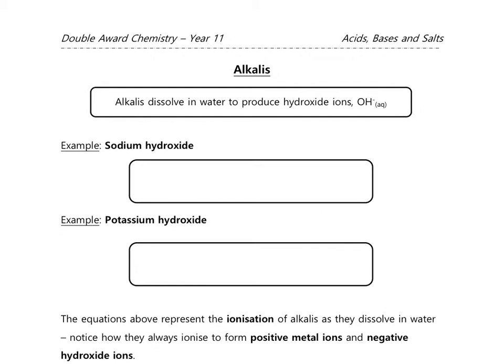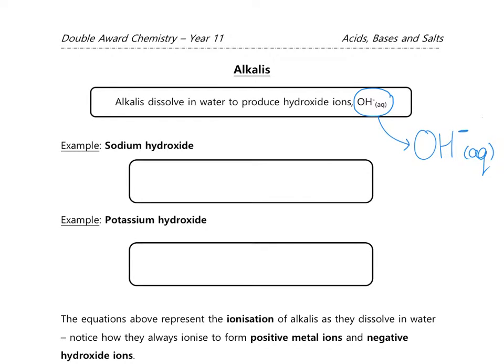It's a very similar story with alkalis, except what defines an alkali is that it doesn't dissolve in water to produce a hydrogen ion, but it dissolves in water to produce a hydroxide ion. Hydroxide is OH with a charge of minus, and that appears in the back of your periodic table. Again, we've got the symbol AQ, which means aqueous, which means dissolved in water.